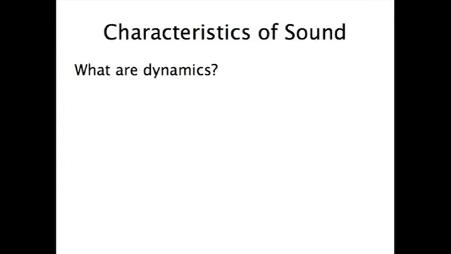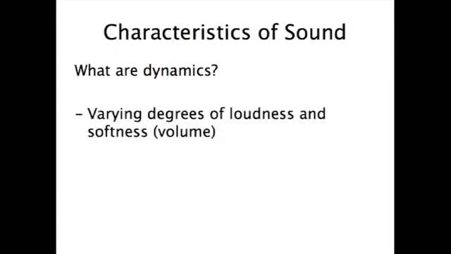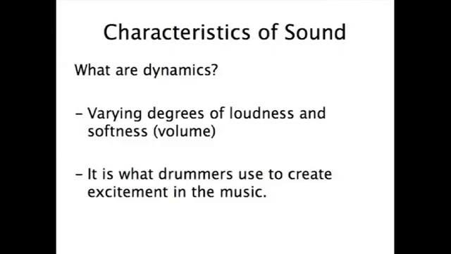Okay, what are dynamics? Difference in volume, light and shade, varying degrees of loudness and softness through volume. This aspect of dynamics is something that only the drum corps can do. The pipes can, as I said earlier, add a stronger reed or weaker reed, but they cannot do it during a performance. The only thing they could do was start or stop. It can also include silence. Tacit does. It's what drummers use to create excitement in the music.